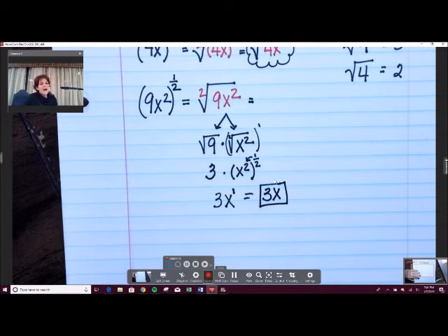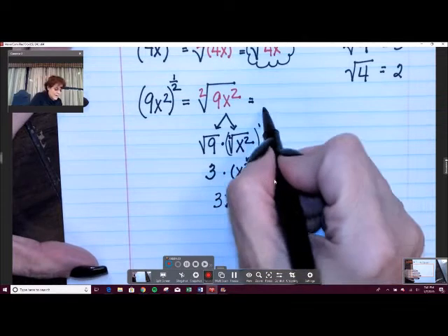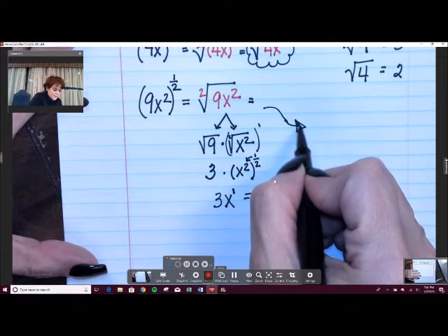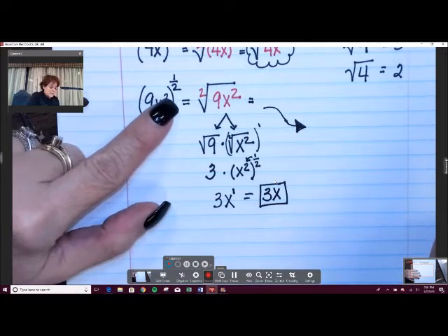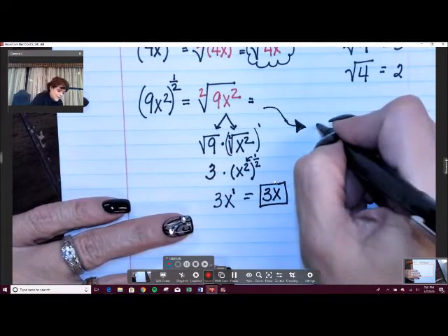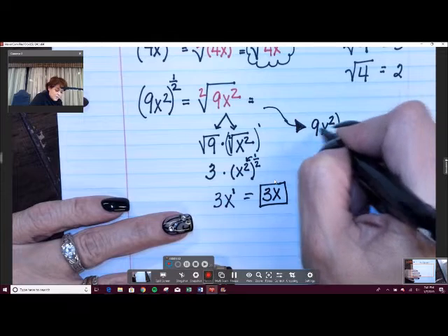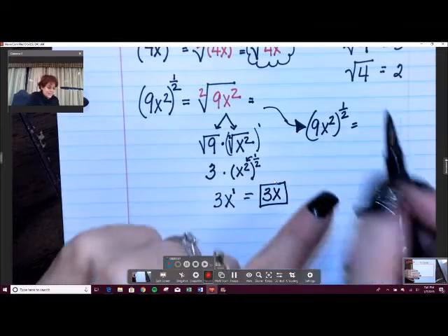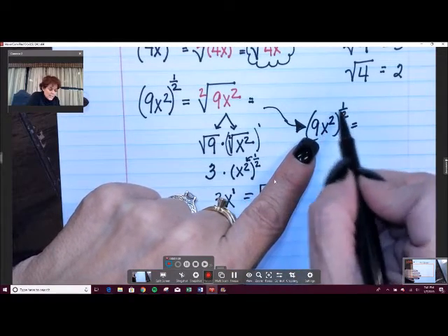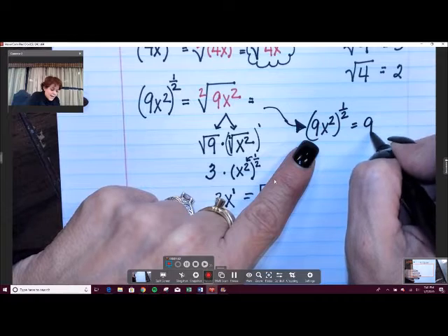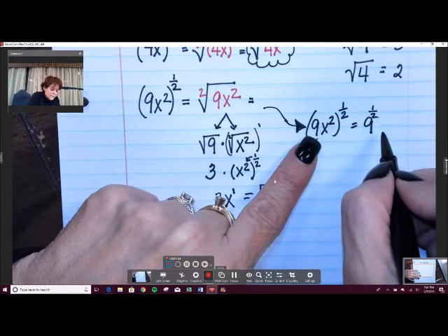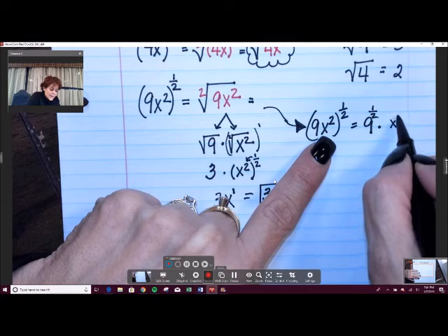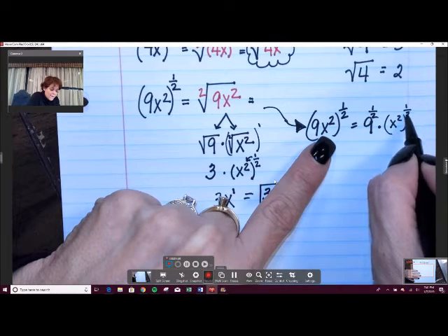What? Okay, I want to do that one again, but without the radical, and show you what I think might be a little bit easier. Okay, here we go. 9x squared to the 1/2 power. I'm going to write that right here. 9x squared to the 1/2 power. Each of these bases is raised to the 1/2. So that is 9 to the 1/2 power times x squared to the 1/2 power.